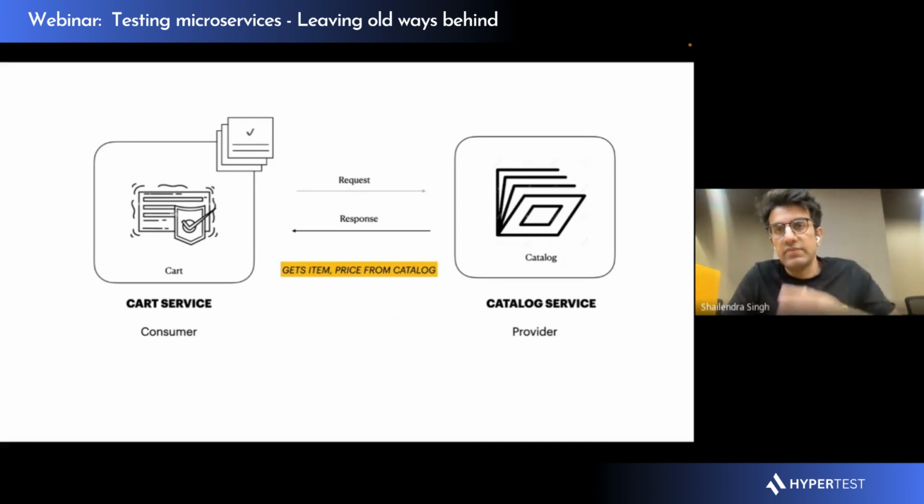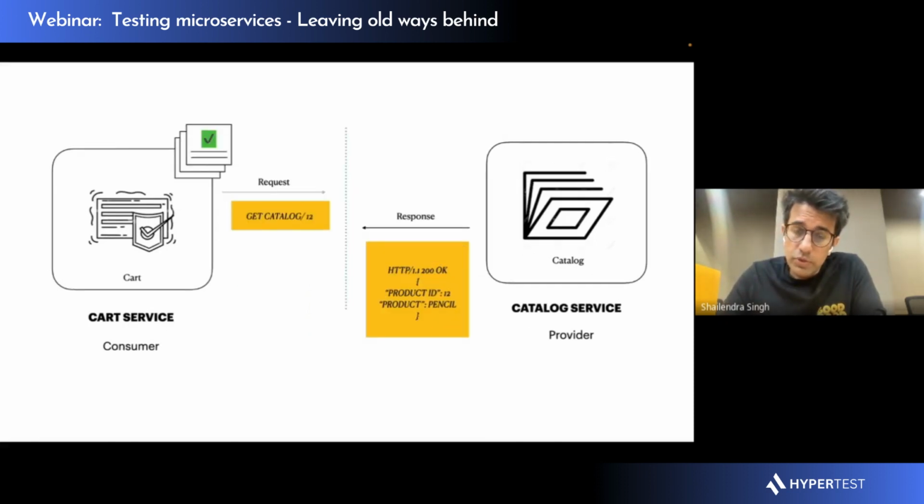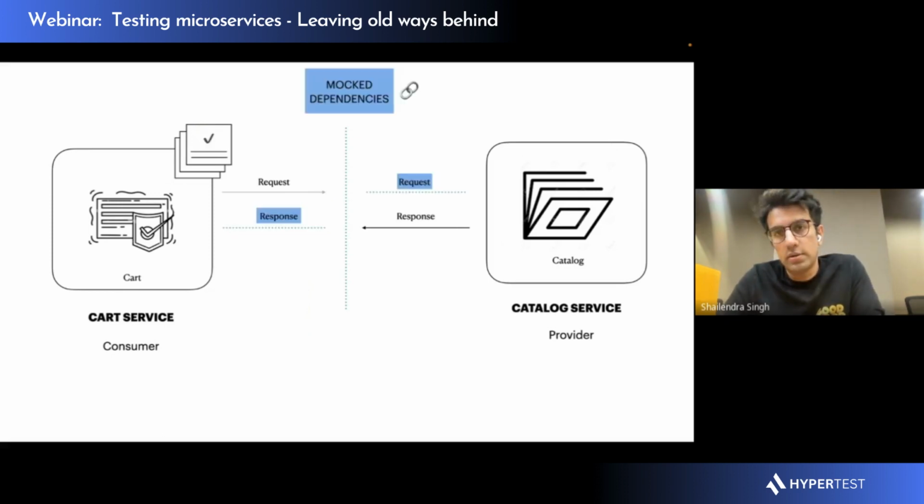And now if this system ends up working perfectly well, anytime the catalog service changes its response, the cart service would get to know. In the example of Atlassian, this relationship was between a billing and a user service. So if the user service, because of which the problem occurred in the billing service, had told billing that it had updated the response, this problem would not have occurred. So the simple way to do this is to somehow mock the responses or mock the dependencies.